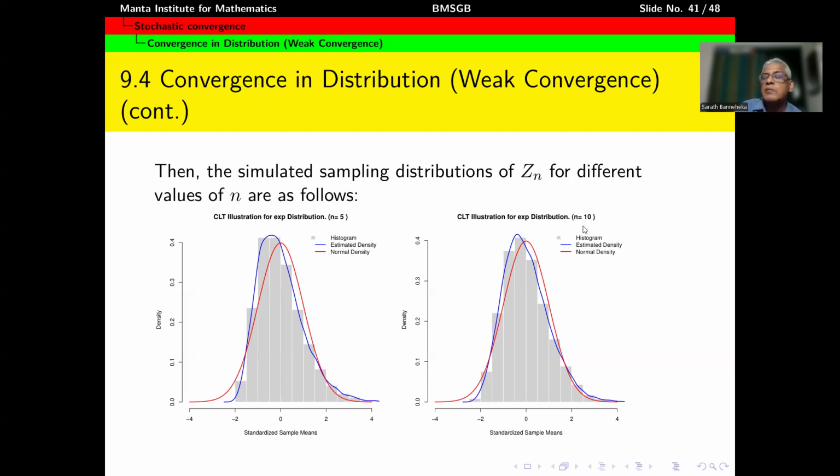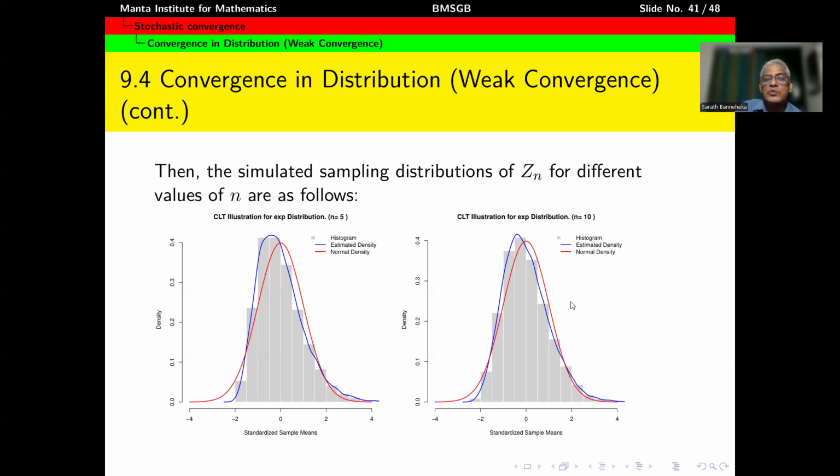This is the situation when the sample size is 10. So in this case, I am taking a sample of size 10, and calculating the standardized sample mean, Z10. Keep it, and then take another sample of size 10 and calculate Z10, and like that, repeat it 10,000 times. So we'll have 10,000 Z10 values, and this is the histogram of that. And the blue curve shows you the approximate density function of that.